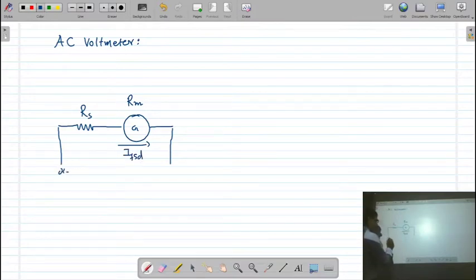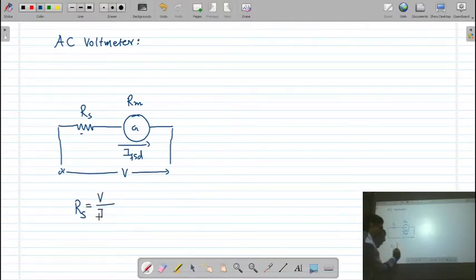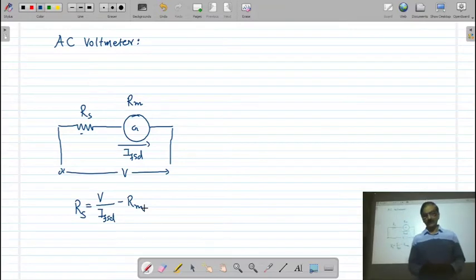Then you can convert this into the range of a voltage V. For that we have to calculate the value of RS, and there is a well-known formula. RS is given by VDC upon IFSD minus Rm. So by connecting this value of RS, you can convert your galvanometer into a voltmeter.